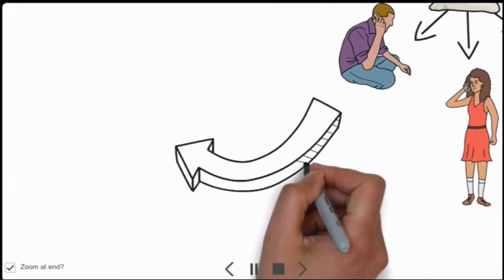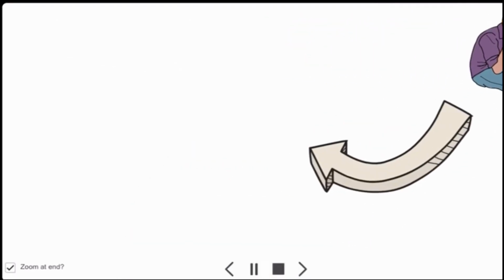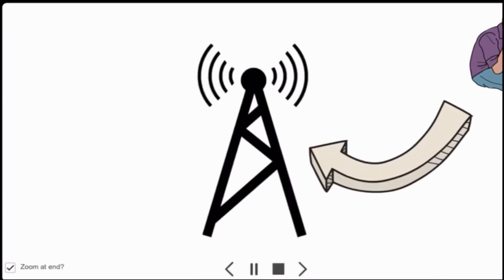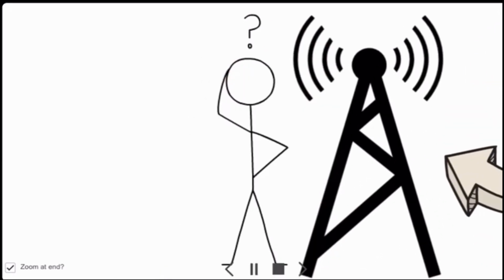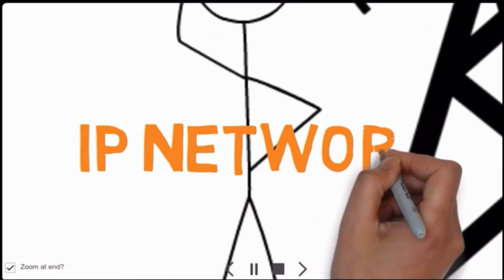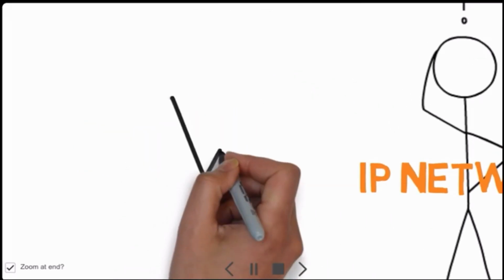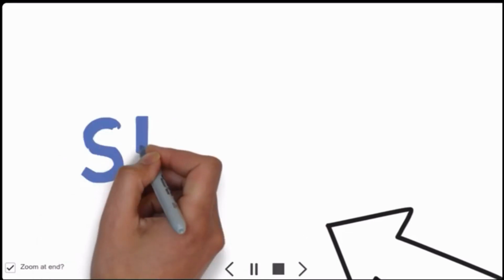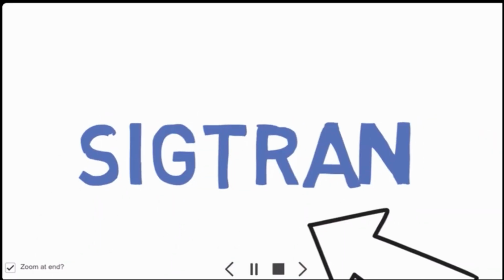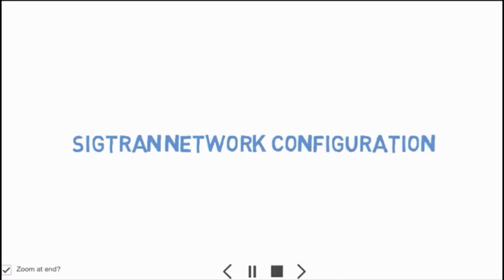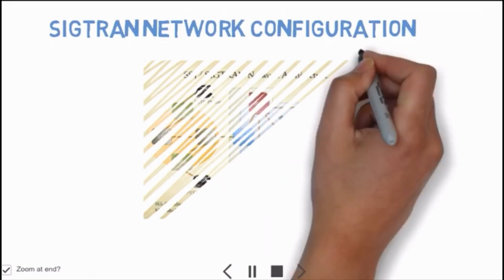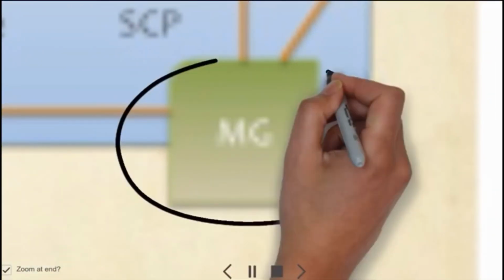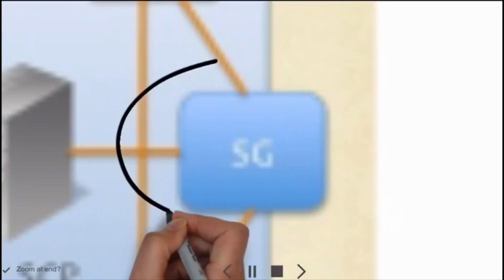Because SS7 is basically a network that is integrated into the existing telecommunications network, some began to wonder if it would be possible to use an Internet Protocol network instead, replacing the traditional 64 kbit signaling links. As a result of this, SIGTRAN was created. There are three basic elements in the SIGTRAN network configuration. There is the media gateway, the media gateway controller, and the signaling gateway.